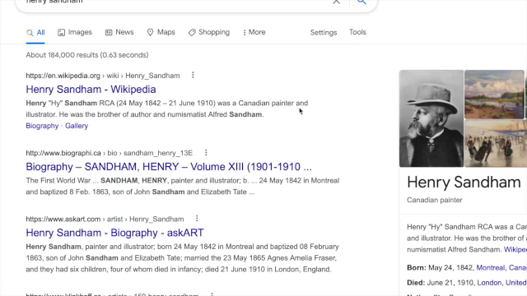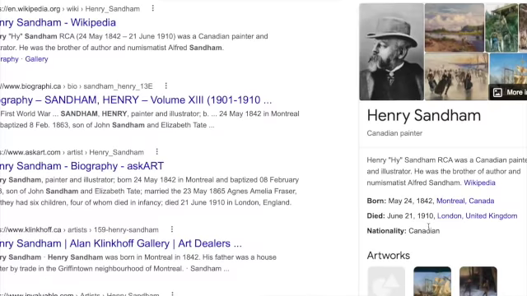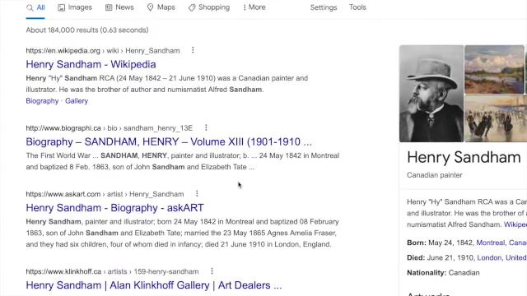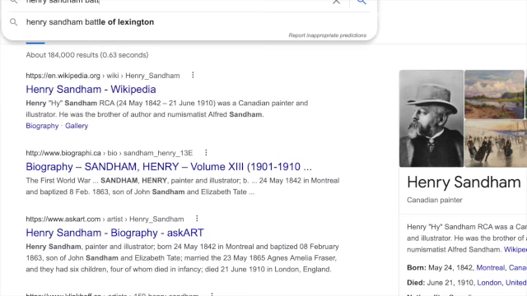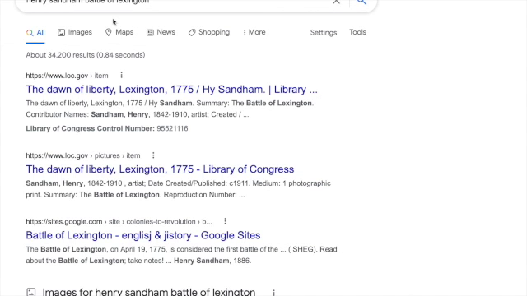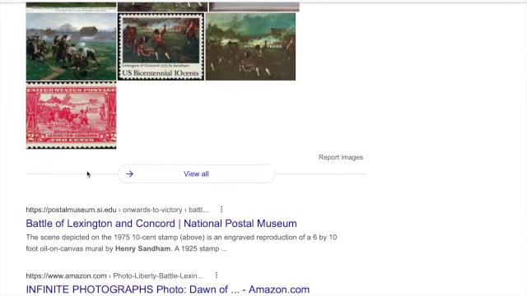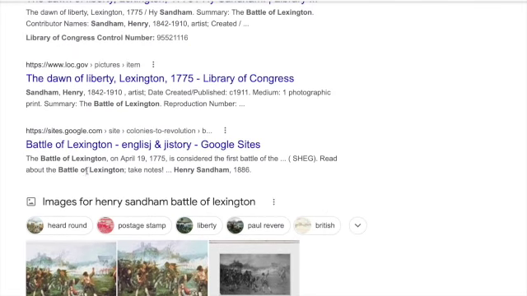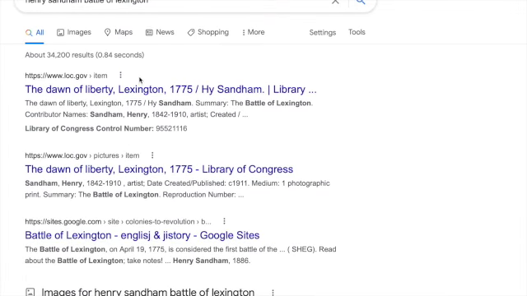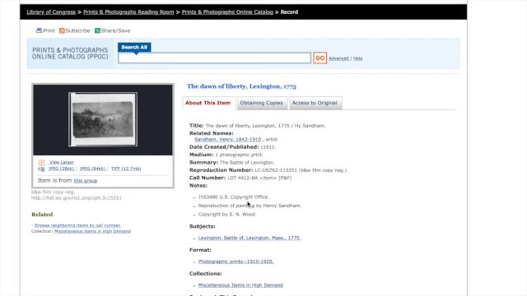Alright, Henry Sandum was a Canadian painter. So what's the first problem there? The fact that an American painting was made by a Canadian painter and illustrator. I believe, let's look up his painting, Battle of Lexington. Alrighty, so let's find out why he might have painted this, because you never know. I believe when we were looking it up, he was paid to paint it for an organization. I'll have to look that back up, but I'm fairly certain that's what it is.